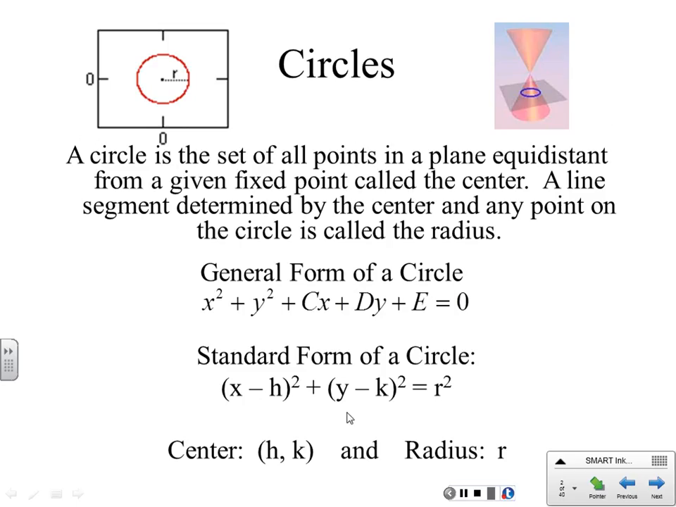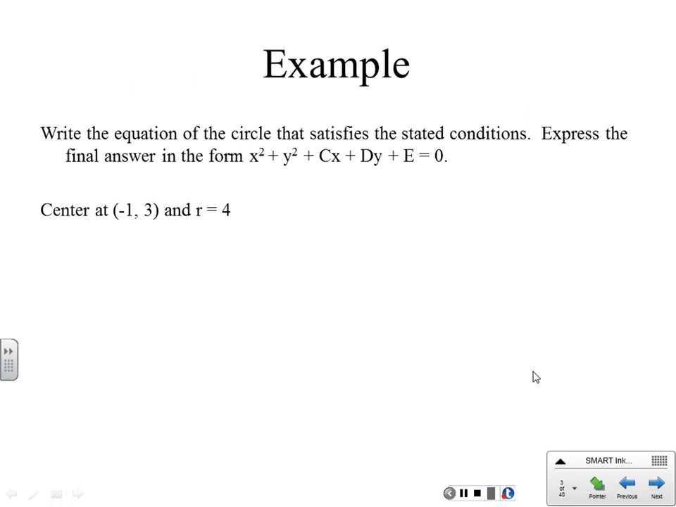It's here for you if you didn't write it down a while ago. x minus h quantity squared plus y minus k quantity squared is equal to r squared. And that's where you're going to start. Anytime you need to write an equation, start with your standard form. So, we have x minus h quantity squared plus y minus k quantity squared is equal to r squared.